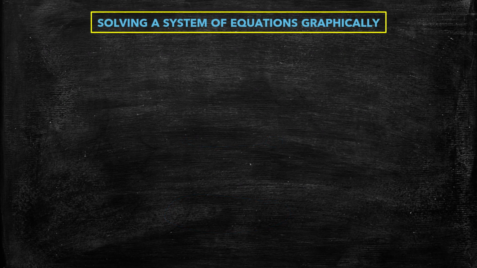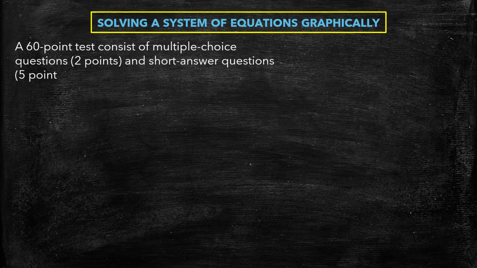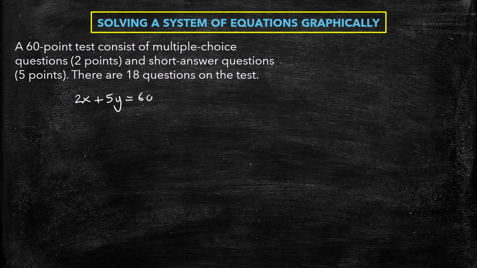So we're going to end by solving a system of equations graphically. And I'm going to revisit the scenario from earlier in the video with this 60-point test. I'm going to give you some additional information that there are 18 questions on the test. And we know how easy it is to convert these into standard form equations. So remember, we had, if x is the number of multiple choice questions, 2x plus 5, and let y be the number of short answer, and that has to add to 60. But we have this new piece of information, that x plus y has to equal 18.